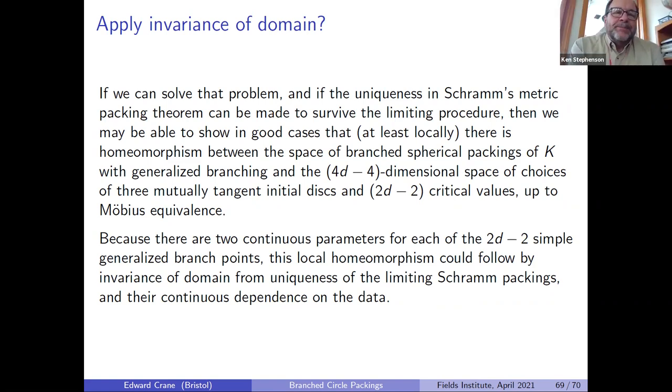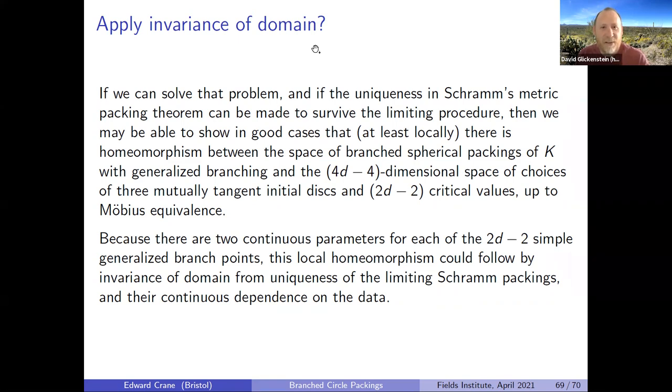Yes, David, hi. Hi, really enjoyed the talk. Thank you very much. I was wondering if you could say a little more about what you mean by convergence of the Schramm packings, because you have sort of a lot going on. You have the mollified metrics and you have the circles.